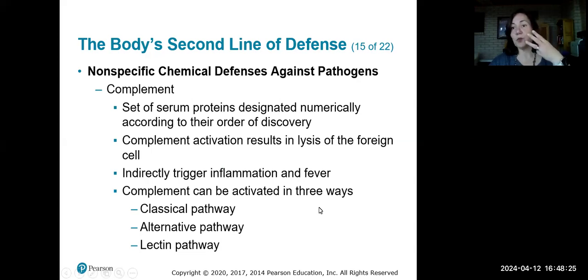There are 3 different ways that have been discovered so far that can get this system going. And the fact that there are these 3 different ways indicates that there's lots of ways of kind of notifying the system that there's trouble on board. And some of the videos will show the different pathways.